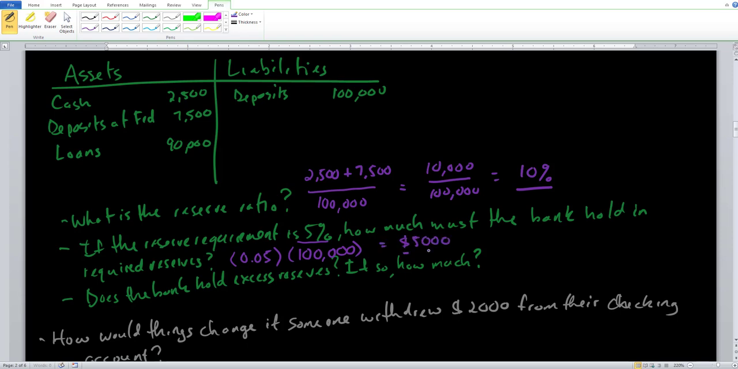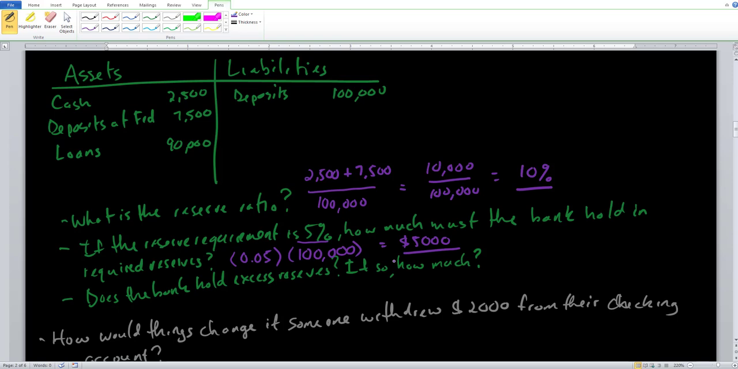So here, the bank has to hold $5,000 as required reserves. This is the minimum amount it has to hold as required reserves. And you notice that, hey, its reserves from before were $10,000, so it is actually holding more than what is legally required. So they are meeting its reserve requirement.